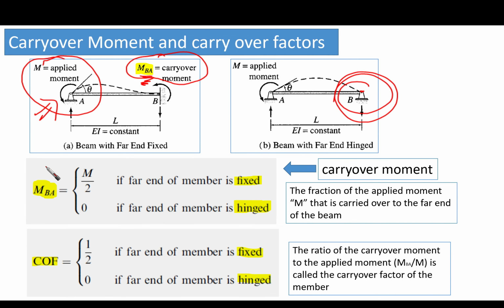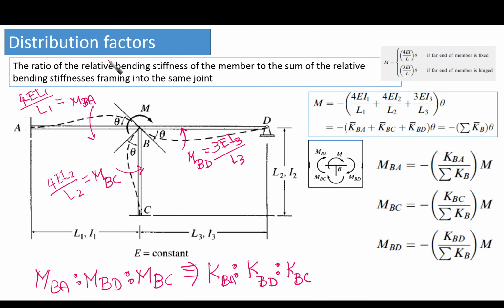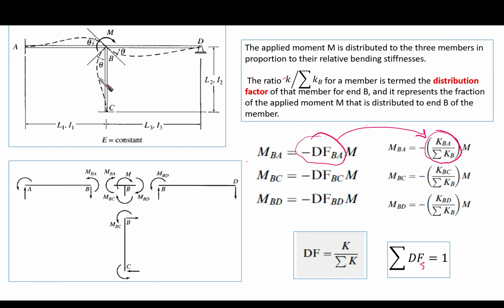Now let's go to the next topic, which is very important. We call it the distribution factors. We need to understand first what it means before indulging into it. Let's assume that we have something like this: a three-span beam, where the far end at point A is fixed, the far end at point D is hinged, and at C it is fixed.